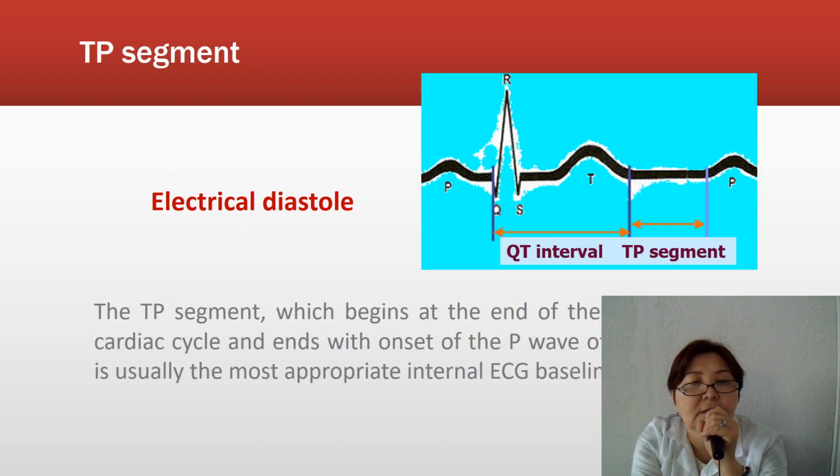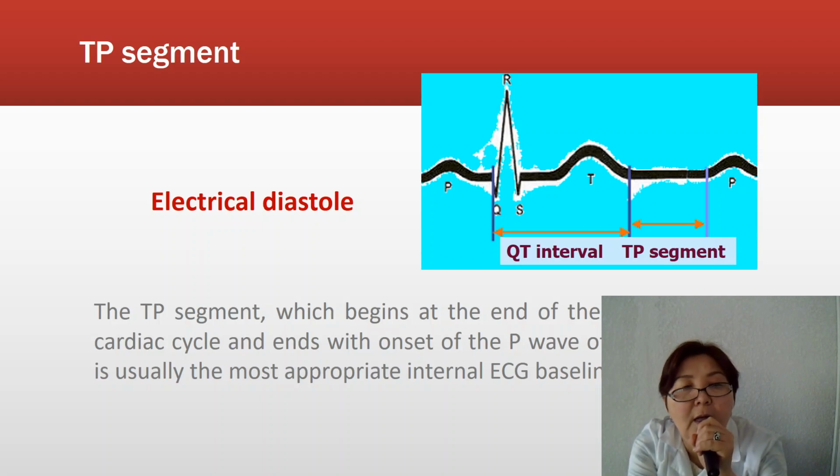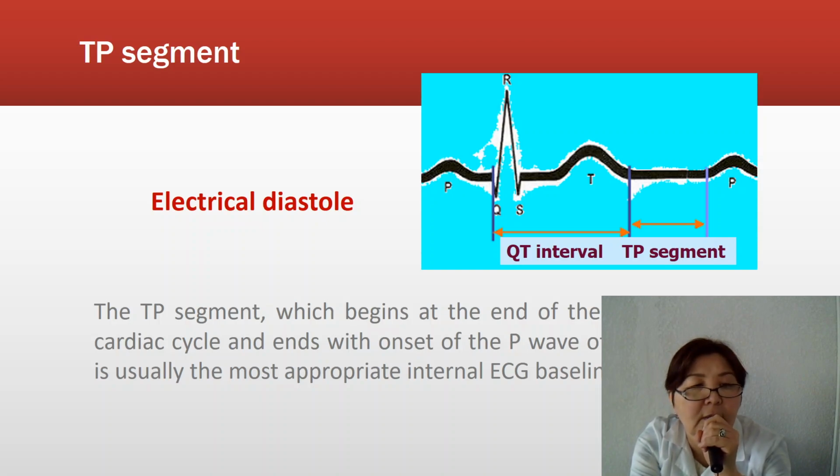TP segment equals electrical diastole. The TP segment, which begins at the end of the T wave of one cardiac cycle and ends with the onset of the P wave of the next cycle, is usually the most appropriate interval for the ECG baseline.